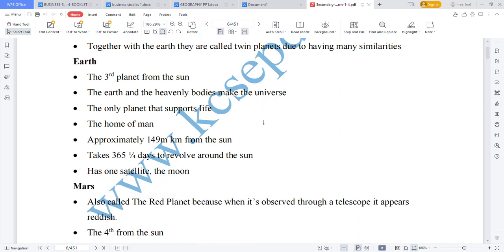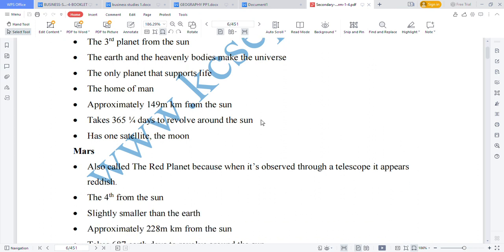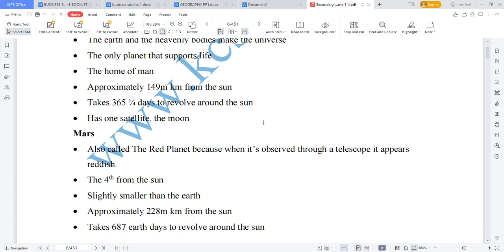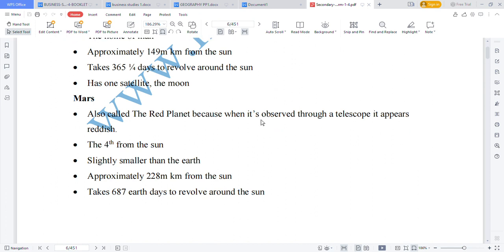Earth is the third planet from the Sun. The Earth and the heavenly bodies make the universe. It is the only planet that supports life, the home of man, approximately 149 million kilometers from the Sun, takes 365.5 days to revolve around the Sun, and has one satellite, that is the Moon.